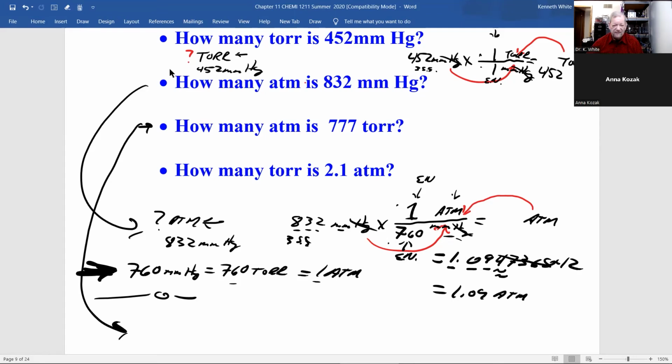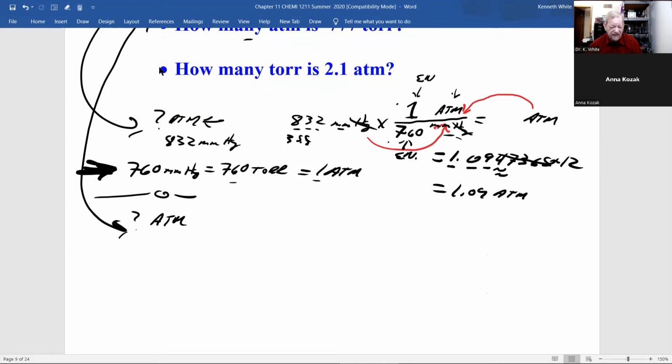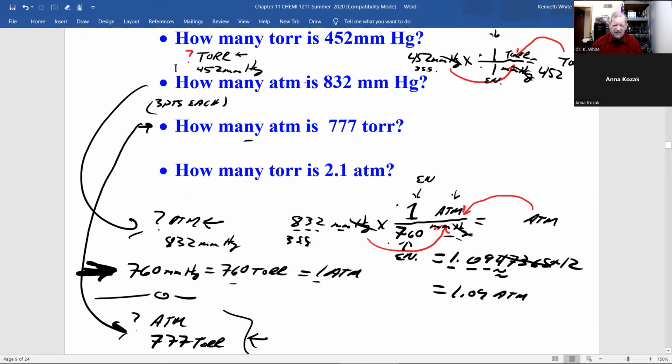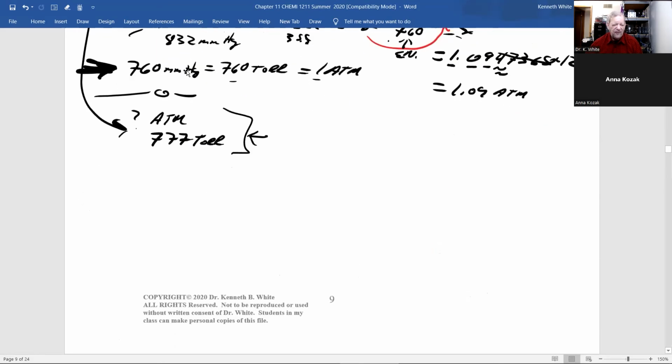All right, my turn. You're asked how many atmospheres, and something like this would be 3 points each. Hint, we're trying to find how many atmospheres, and we're given 777 torr. And once I have this, I never have to look at the problem up here again. Now, there's only one number we have to deal with.